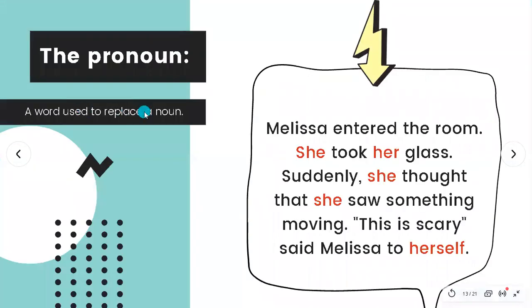Pronouns are words that we use to replace a noun. Son palabras que usamos para reemplazar un sustantivo. For example, y acá está el texto un poquito más arreglado, menos redundante. Melissa entered the room. She took her glass. Oh, suena diferente, right? Melissa entered the room. Melissa took Melissa's glass. No, that sounds weird. She took her glass. Suddenly she thought that she saw something. This is scary, said Melissa to herself. Can you see? So pronouns make the text sound smooth. They give flow to the text. Le dan esa como continuidad al texto.